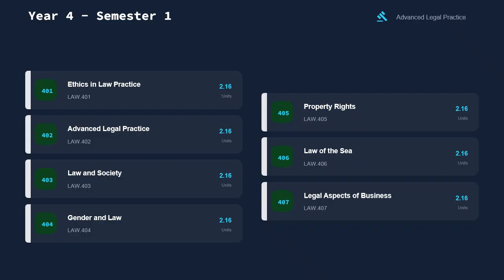Rule against perpetuities: future interests must vest, if at all, within a life in being plus 21 years. Real-life example: in White v. Brown, 1947, a will granting property "to my sister for her life, then to her children" created a life estate with remainder, illustrating future interest creation.